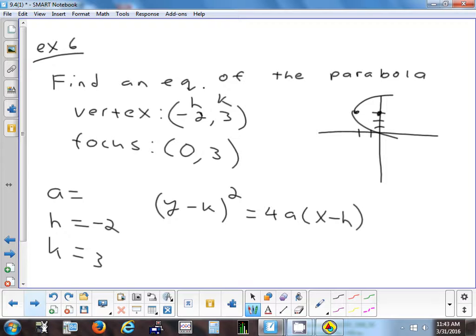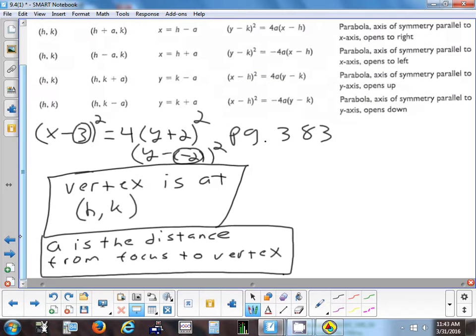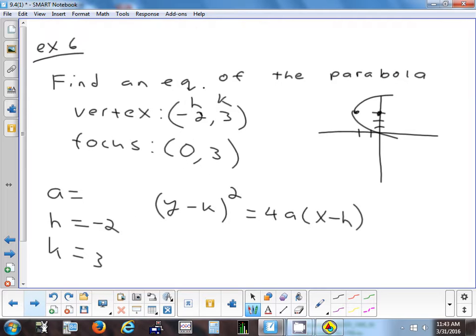All right, so last thing I need is A. I think the easiest way to find A is use this fact. A is the distance from the focus to the vertex. What's the distance between those 2 points? 2. They both line up horizontally because the y values are the same. One's at 0, one's at -2. They're 2 units apart. And if you have that, you're basically done. Just fill everything in.